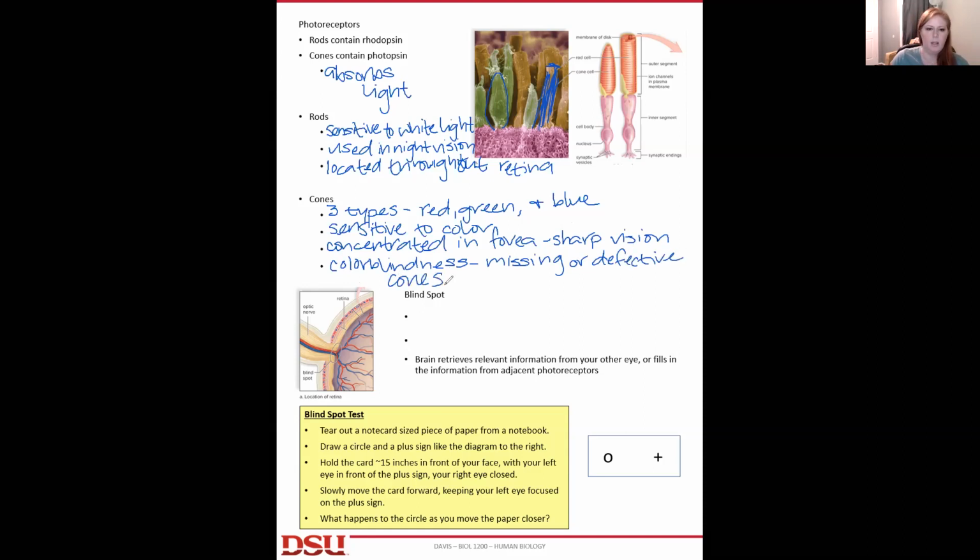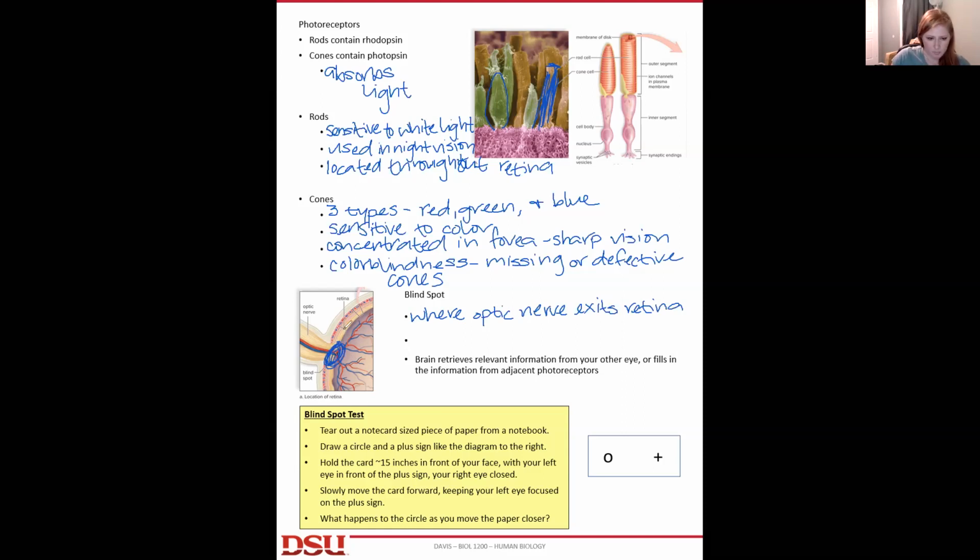Okay. Then we have the blind spot. The blind spot is caused where the optic nerve attached to the back of the eye exits the retina, okay? So in this image right here, you can see it circled. The blind spot is here, okay?